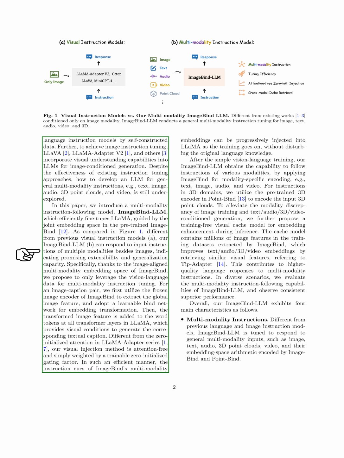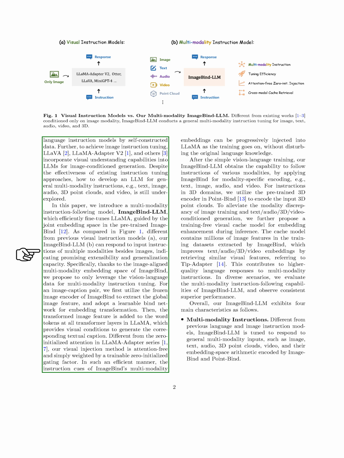We use the image-aligned multimodality embedding space of ImageBind to fine-tune multimodality instruction. For an image-caption pair, we first extract the global image feature using the frozen image encoder of ImageBind. We then use a learnable bind network for embedding transformation. The transformed image feature is added to the word tokens at all transformer layers in LLaMA, providing visual conditions to generate the corresponding textual caption.